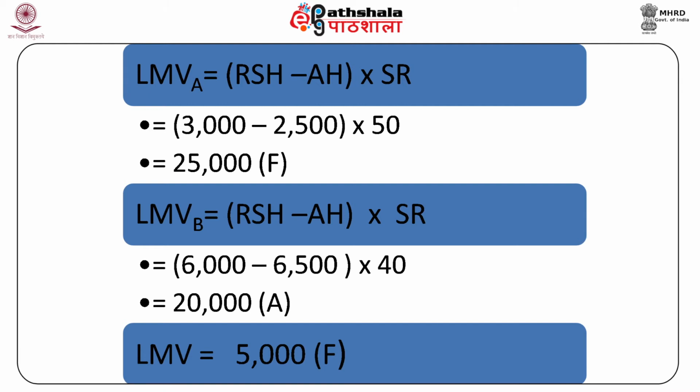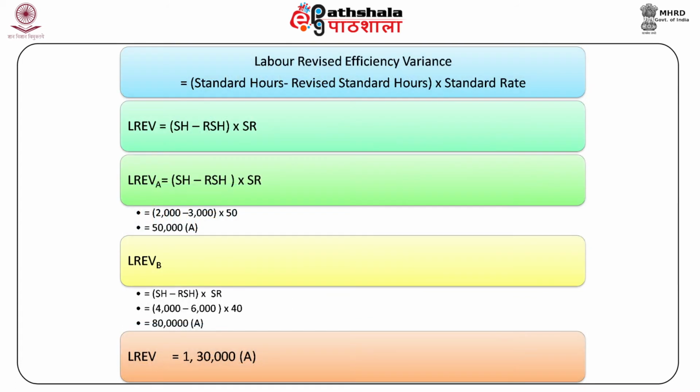LMVB is equal to RSH minus AH into SR, that is 6000 minus 6500 into 40, that is 20,000, which is adverse. LMV is 5,000 favorable. Labor revised efficiency variance is equal to standard hours minus revised standard hours into standard rate. In short, LREV is equal to SH minus RSH into SR.